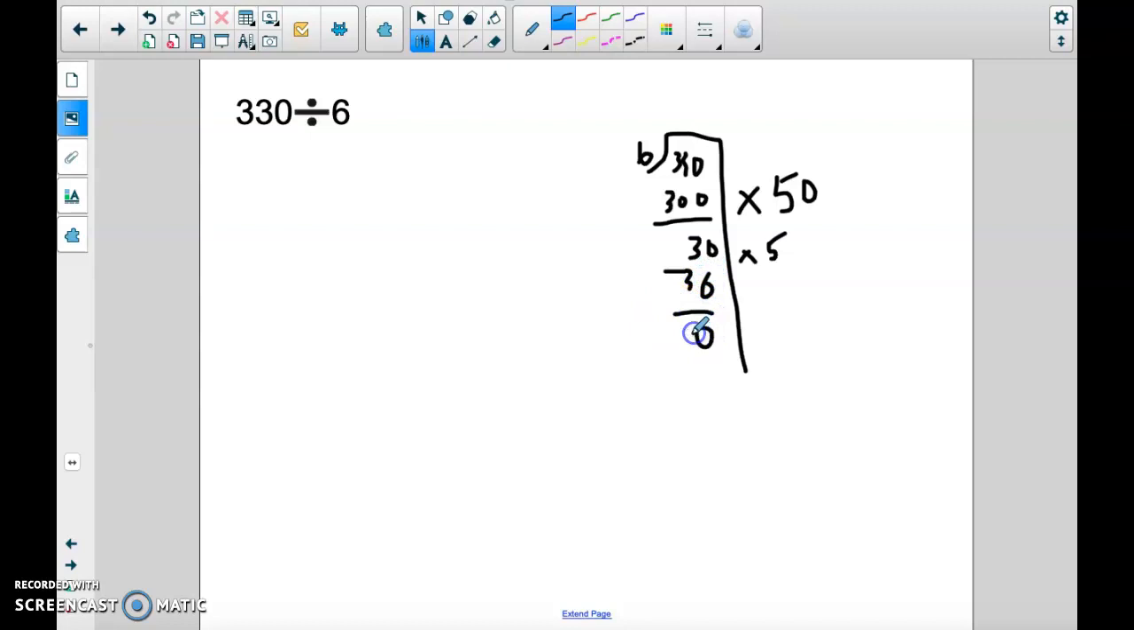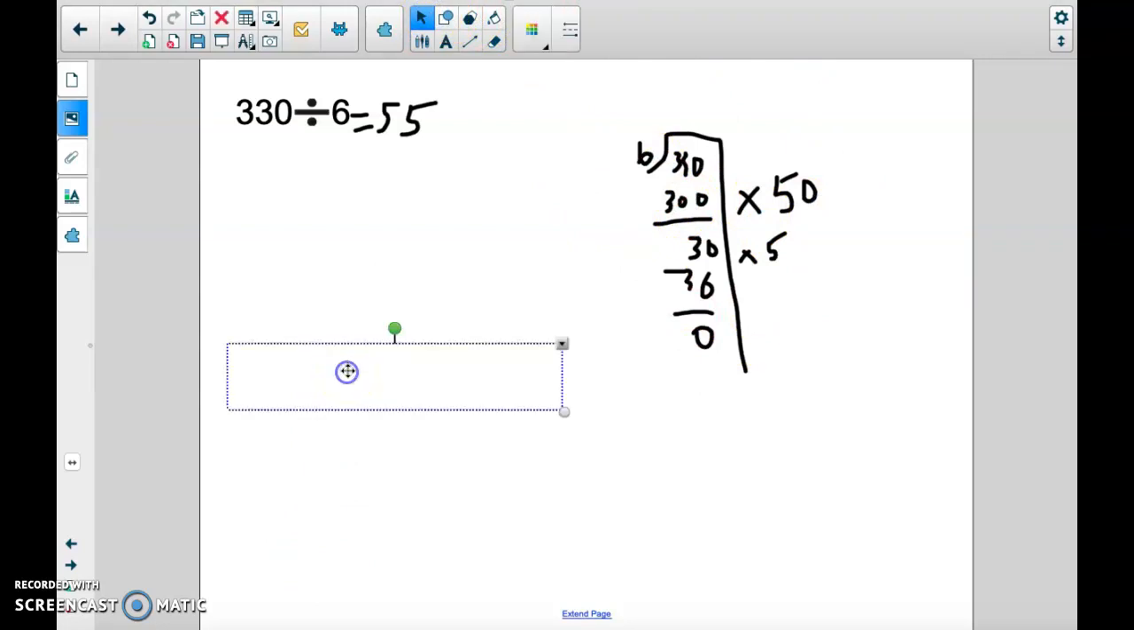And get 0. So my answer here would be 55. And again, you didn't have to do it this exact way. It's just the way I chose to solve it because I'm trying to be as efficient as possible. Now, if we think about how we could use what we've done already, what we know to help us out?